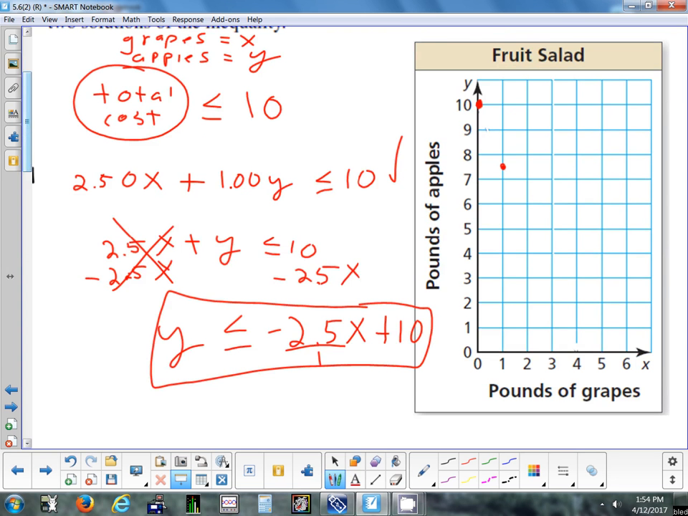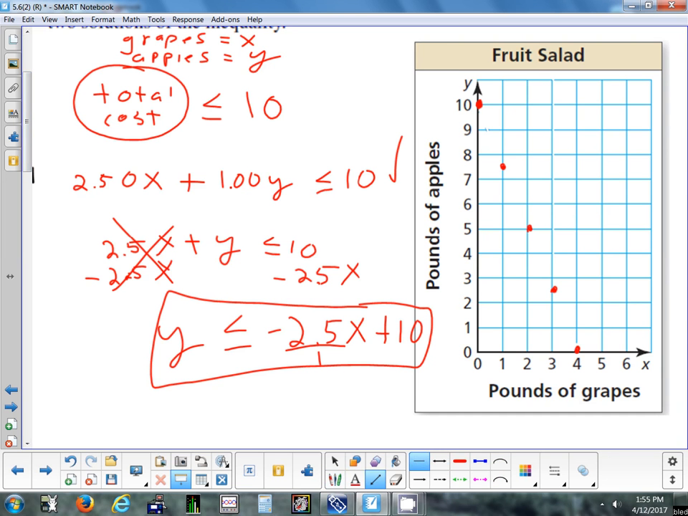Go down 2.5, right 1. Okay, do it about 2 more times. Down 2.5, right 1, down 2.5, right 1. Notice where I landed. I landed right on the axis. That's always going to happen. It doesn't have to, but the problems that we picked, it will.